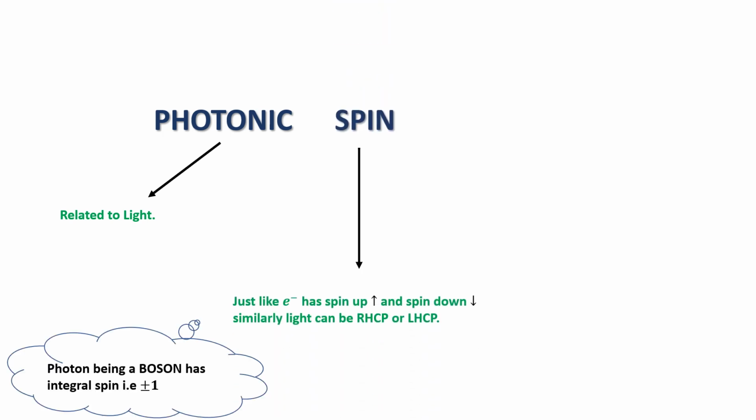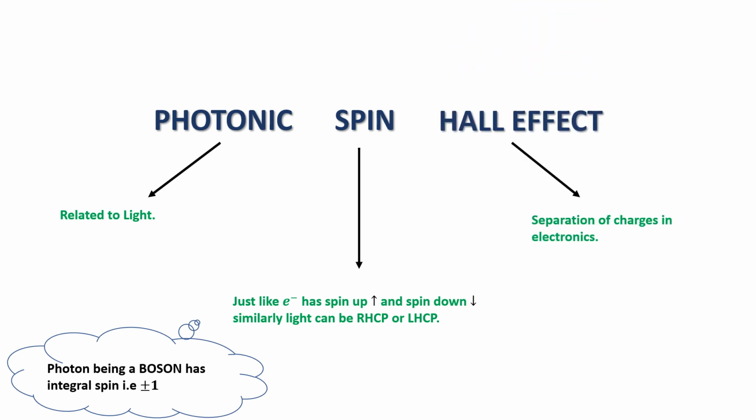What is the meaning of the word photonic spin Hall effect? By photonic we mean that there is something related to photon, that is quanta of energy. Just like an electron can have spin up or spin down character, similarly light can either be right hand or left hand circularly polarized. In electronics, Hall effect means separation of the charges when a magnetic field is applied.